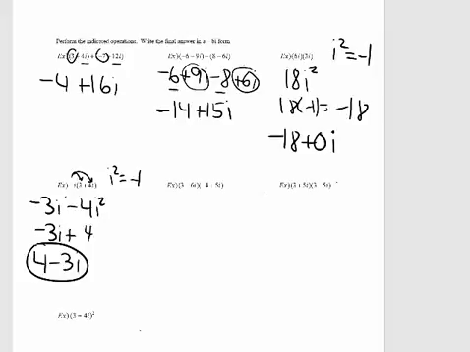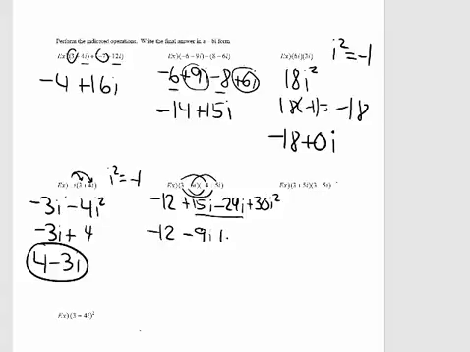All right, so now let's multiply a binomial times a binomial. So what do we do? We'll FOIL. So that's negative 12 plus 15i minus 24i plus 30i squared. Combine. Remember, i squared is negative 1. And combine like terms.